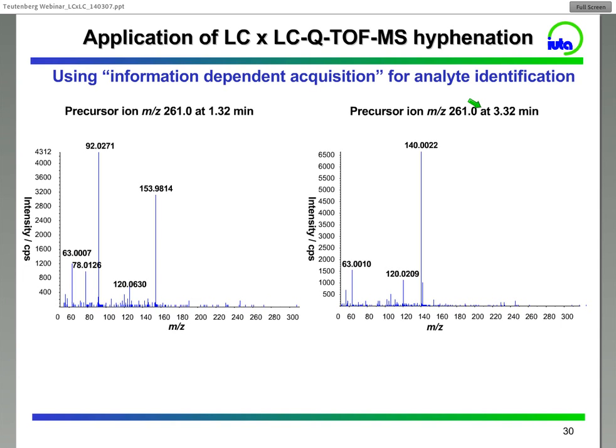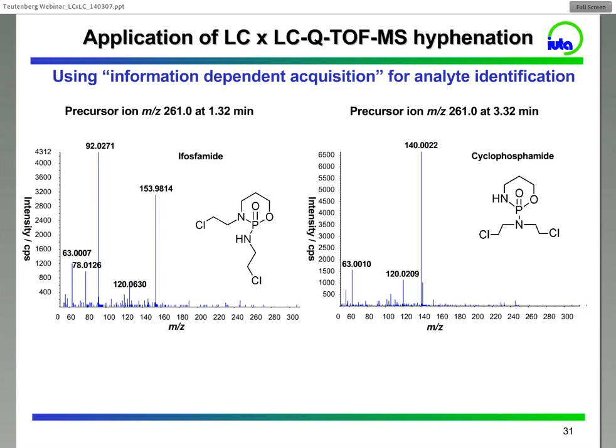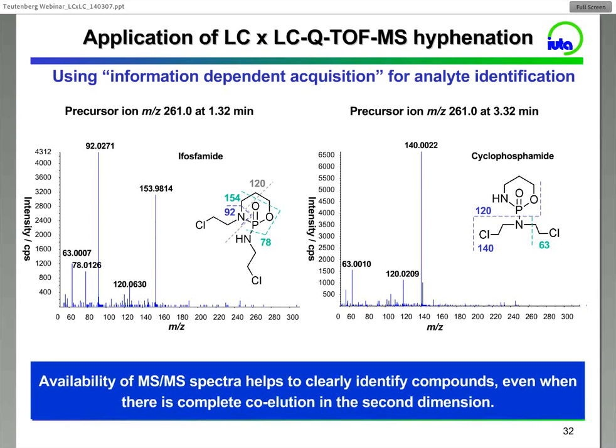Now, we are performing a suspect screening, which is based on our reference list, and we know what might be in the sample. So we have here some structural isomers, ifosfamide and cyclophosphamide. We can also assign these mass fragments to the structure and, with this approach, clearly identify the substances. So it is really a great feature. The availability of MS spectra really helps to clearly identify compounds, even when there is a complete coelution in the second dimension.